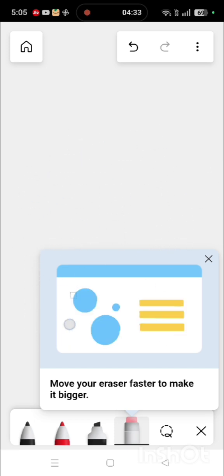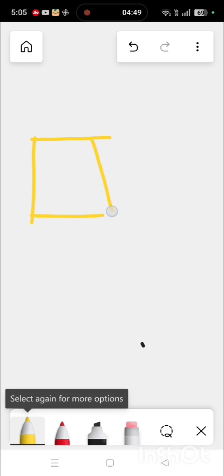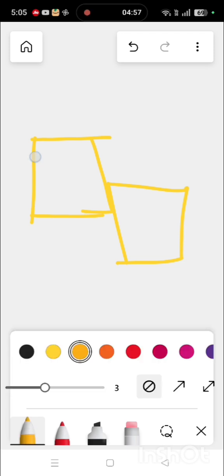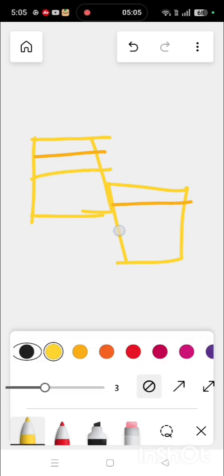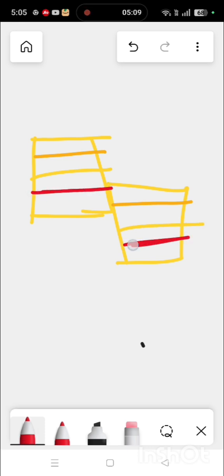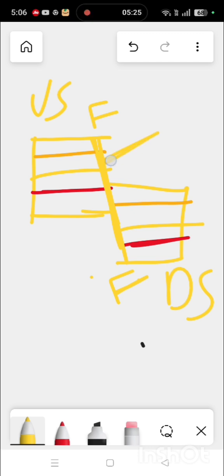I'm summarizing all the parts of the fault. This is the fault plane represented by F. This is upthrow side, this is downthrow side, and generally this is the hanging wall, this is the footwall.